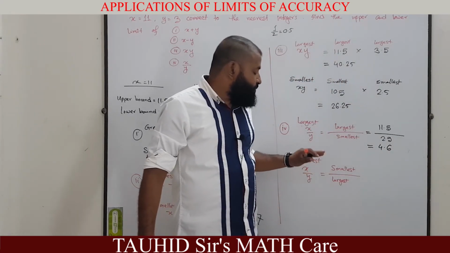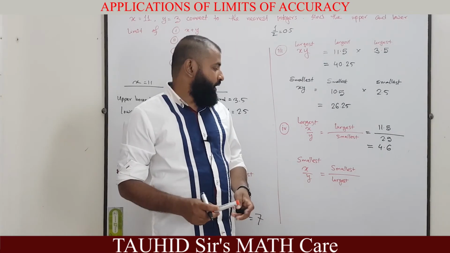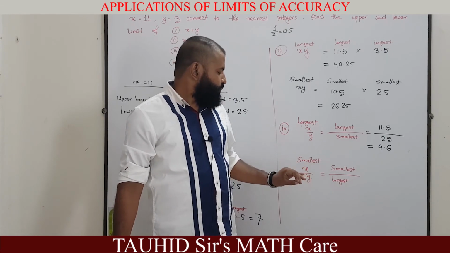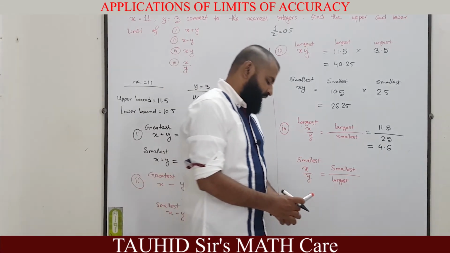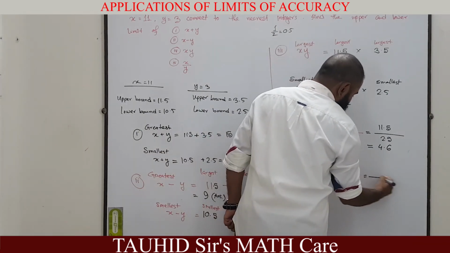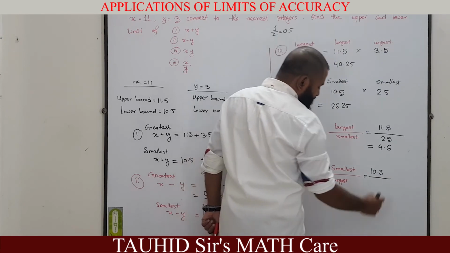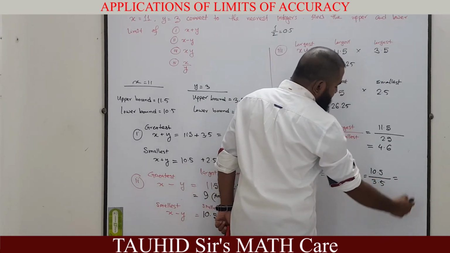Now, what about the smallest value of x divided by y? If we want to have the smallest value of x divided by y, we must put the smallest value of x and the largest value of y. So, what is the smallest value of x? This is 10.5. And what is the largest value of y? This is 3.5. If we divide them, we get the answer 3.